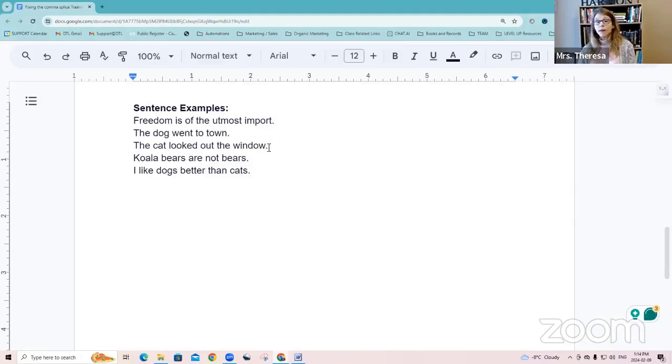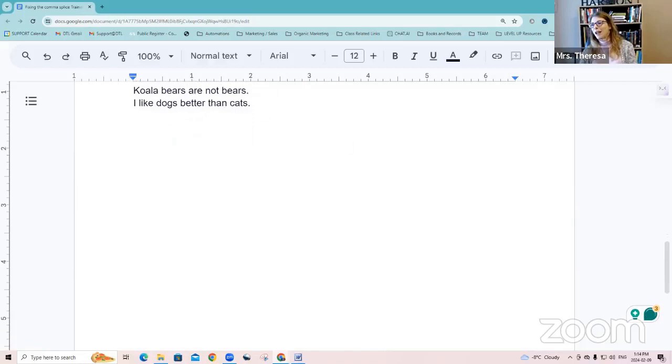Now we can get to comma splices. Okay, so here are some comma splice examples. So let's start with this one.